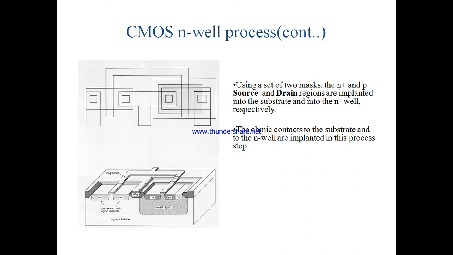Using a set of two masks, the N plus and P plus source and drain regions are implanted into the substrate and into the N-well respectively. The ohmic contacts to the substrate and to the N-well are implanted in these process steps.